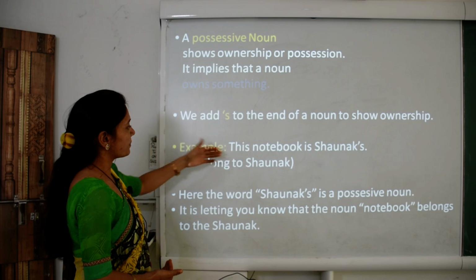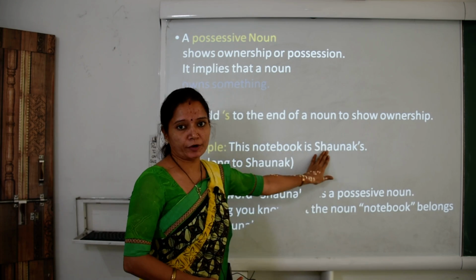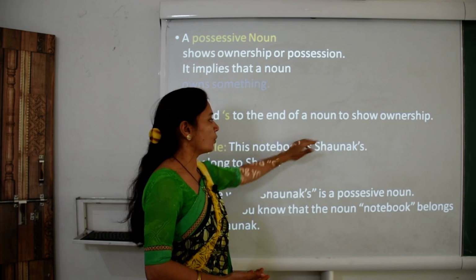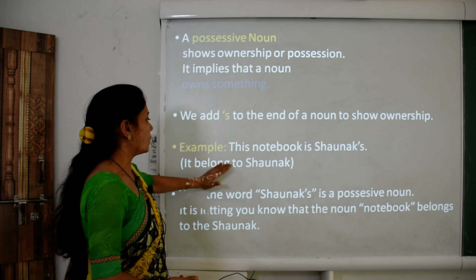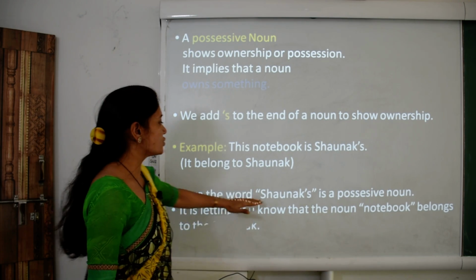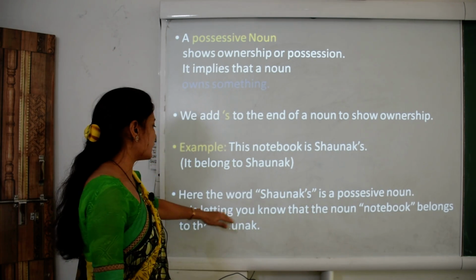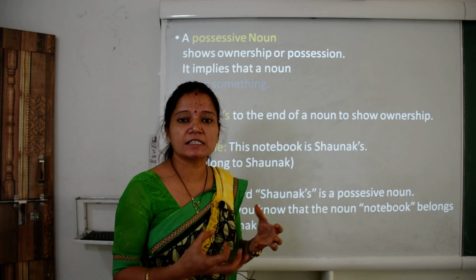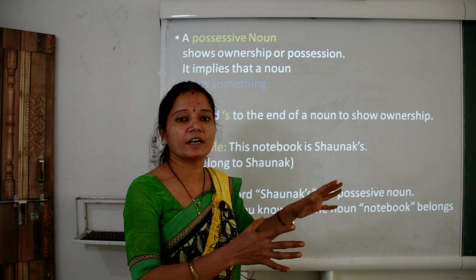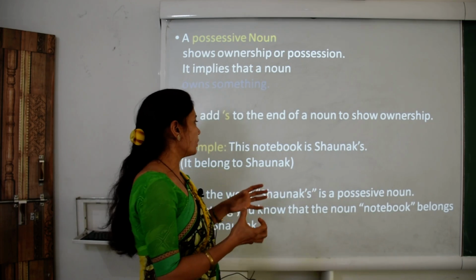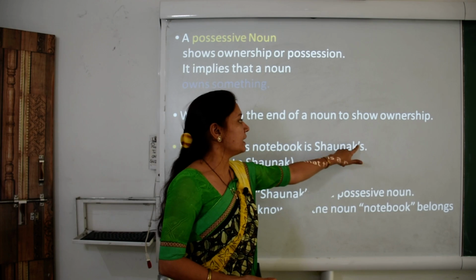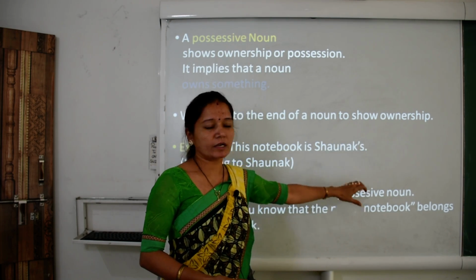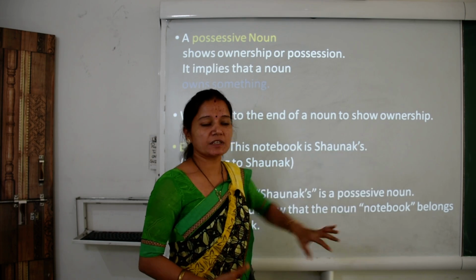Let's look at some example. This notebook is Shaunak's. Okay. So when we read the sentence, we get to know that this notebook belongs to Shaunak. Here the word Shaunak's is a possessive noun. It is letting you know that the noun notebook belongs to Shaunak. Means in easy words we can say that Shaunak is the owner of that book. Okay. So if we want to show the possession, what we'll do? We'll add apostrophe s with it. This sign is called apostrophe. Okay. So we'll add apostrophe s with it.